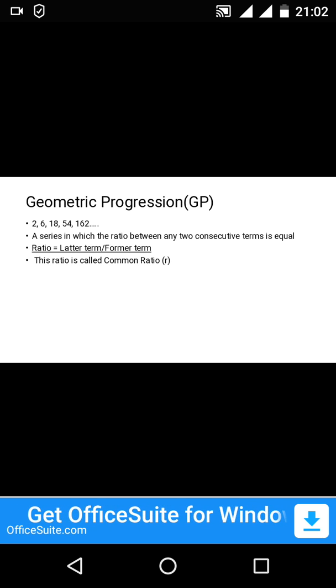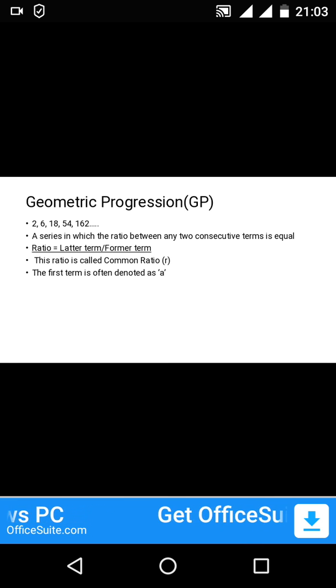So what do we call this ratio? In arithmetic progression, what was the difference? The name that we had given to the difference was common difference. Likewise here, the ratio would be called common ratio, because the ratio is the same throughout the series, and that is why we are using the term common ratio. In any geometric progression, the first term is again denoted by a, as was the case with arithmetic progression.